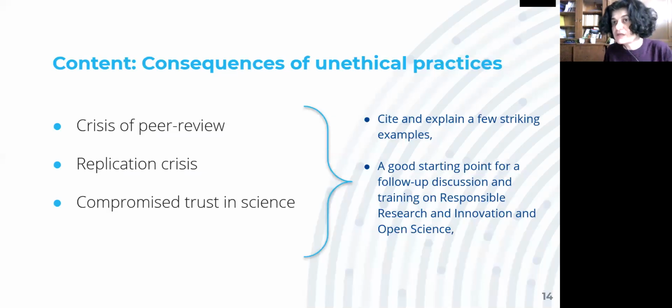Also, this is usually very interesting and very engaging during presentations when we come to explaining the consequences of unethical practices, the crisis of peer review, the replication crisis. Compromised trust in science is something that we can observe in our everyday lives over the past year. So this is something where researchers usually know, they are able to cite examples from their own lives, and it's usually very engaging and very interesting. They usually have some comments. And it's a good starting point for any follow-up discussions in various directions.